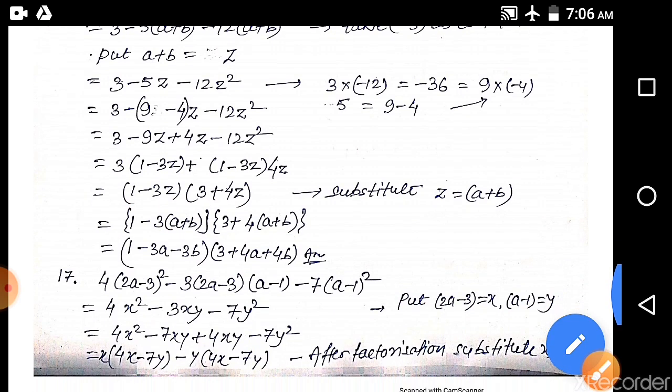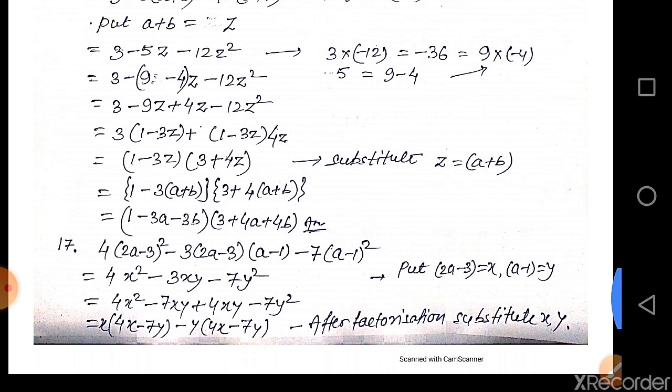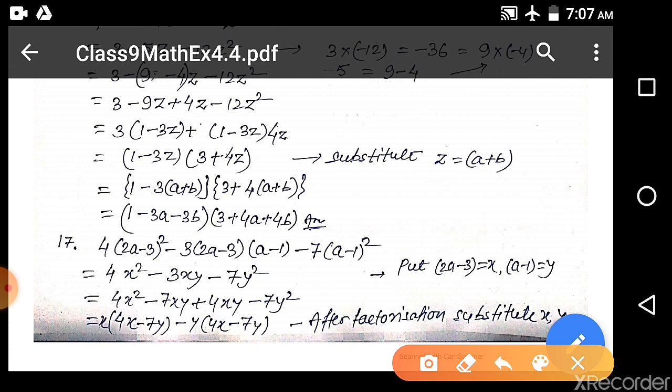Now you can solve the question number 16, 17 and 18 in the same way. The solution is the same and hints are also given there. First see the 17 number question, then after you will try to solve 18 number and even 16 number. See, here we have the question 4 times 2a minus 3 square, and here we have minus 3 times 2a minus 3 times a minus 1, and here we have minus 7 times a minus 1 square.